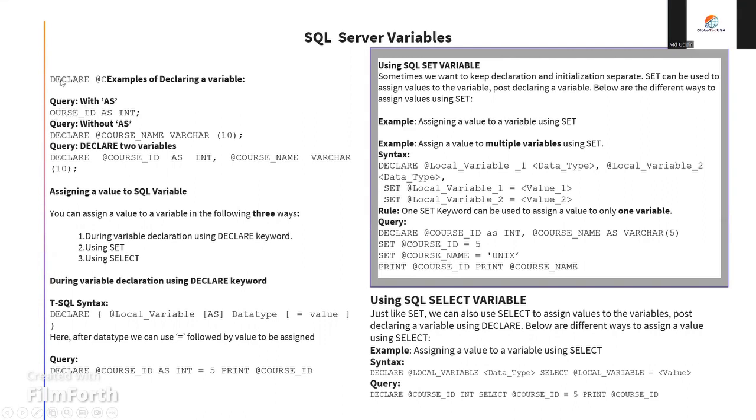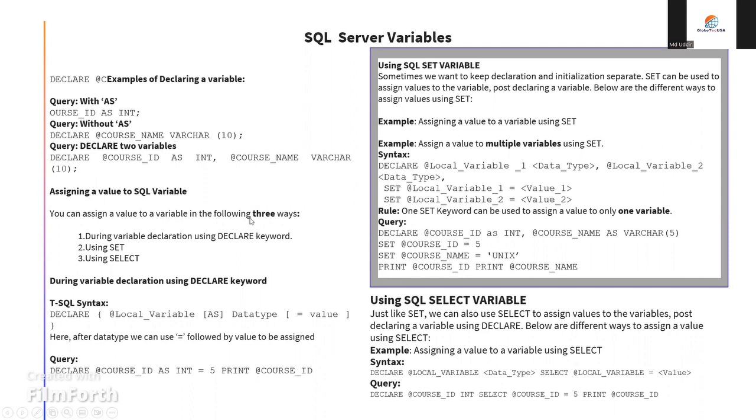So here, see the first query example. Example of declaring a variable with AS, right? Course ID AS INT. That is my declaration. The course ID is an integer, right? And then I'm declaring course name as a VARCHAR of 10 characters. I'm using the underscore special character also in course underscore ID. So DECLARE course ID AS INT and course name AS VARCHAR 10. You can use it with AS or without AS also.